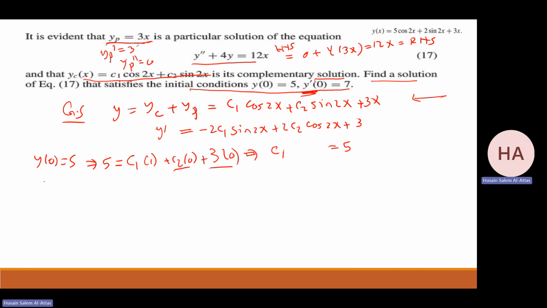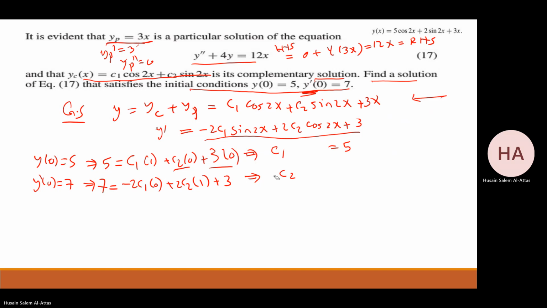I did the second one. y prime at 0 equals 7. What will I get? I'm plugging 0 here. It's minus 2c1 sine 0, which is 0, plus 2c2 cosine 0, which is 1, plus 3. So I have 2c2 equals 7 minus 3. So c2 will be equal to, this is 4, c2 equal to 2.